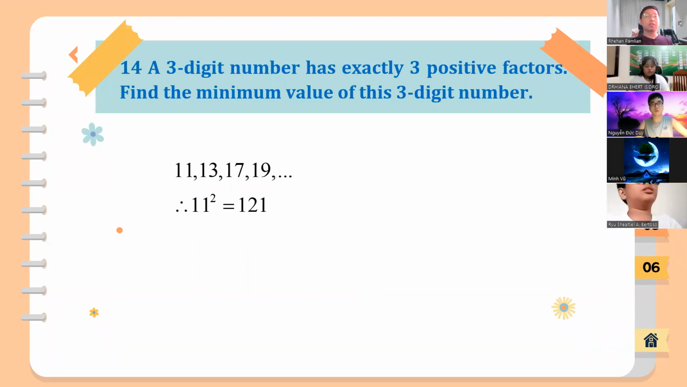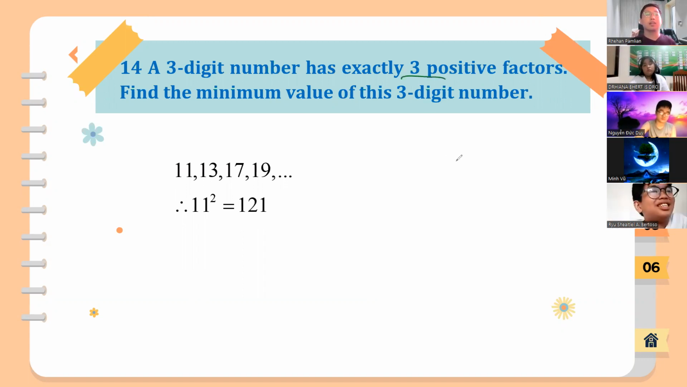Okay, so we proceed with number 14. In number 14, a 3-digit number has exactly 3 positive factors. Find the minimum value of this 3-digit number. Okay, so 3 positive factors. This is a bit tricky, guys. You're looking for exactly 3 positive factors.